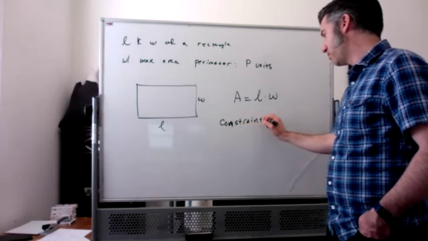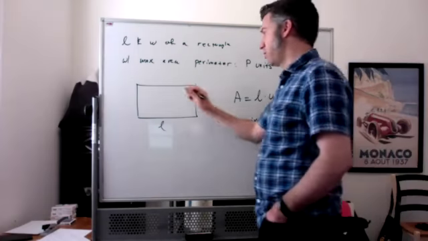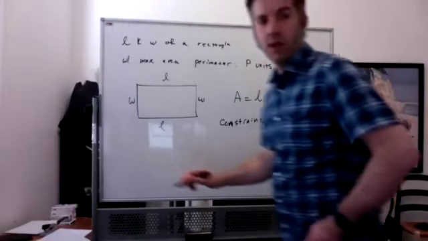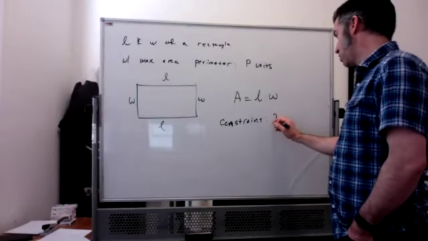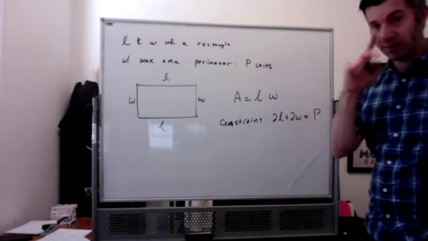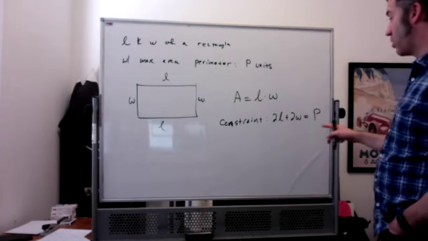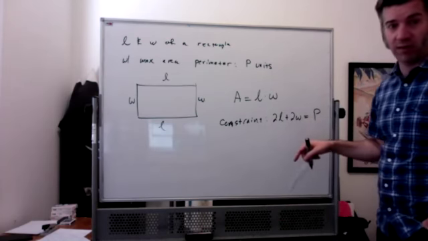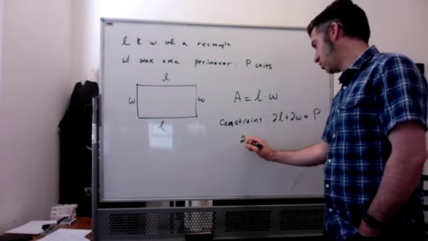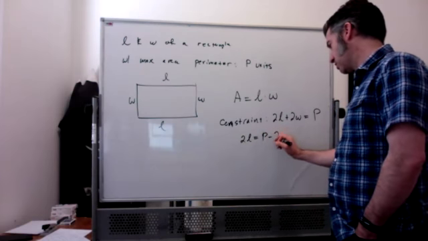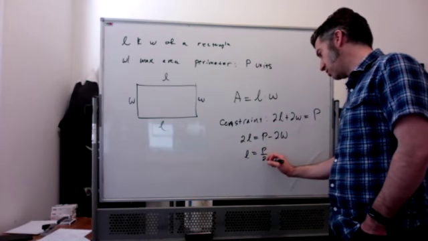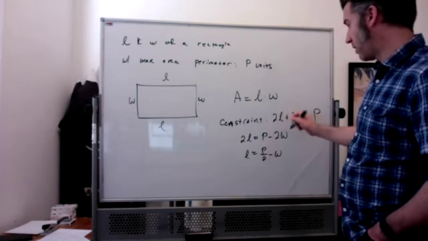Our constraint is that L plus W plus L plus W, the perimeter, 2L plus 2W, is equal to capital P. So then we're going to isolate one of these variables and plug it into the thing we're trying to maximize. It doesn't really matter here because it's pretty much the same either way. So you can say 2L equals P minus 2W, and then divide both sides by 2. So L equals P divided by 2 minus W. We're going to plug that in for L.